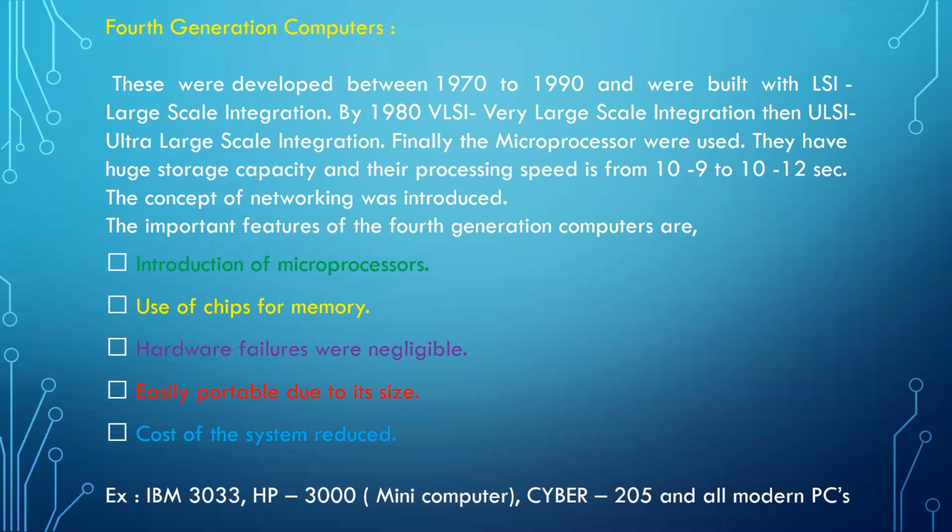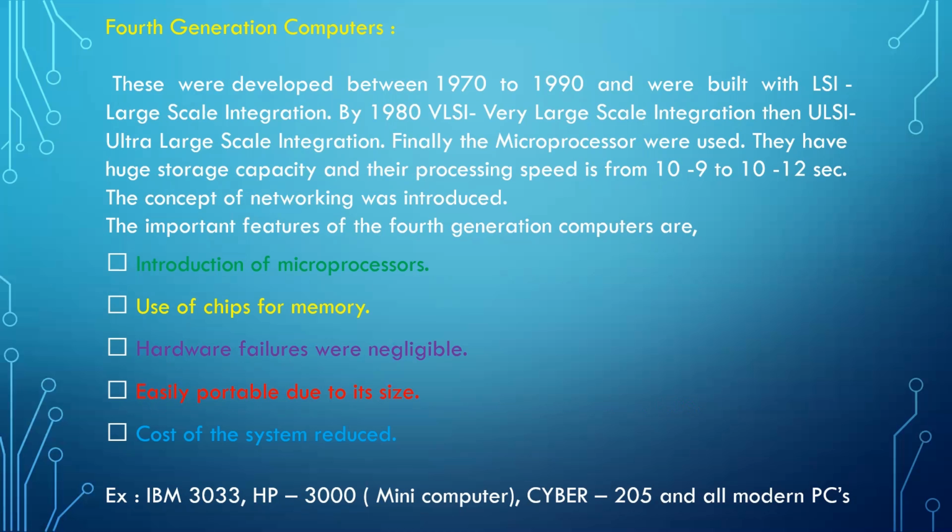By using that microprocessor, we developed a computer. Then we called it fourth generation computers. Due to the introduction of the microprocessor in the computer as a main component, the speed was improved, that is, from nanoseconds to picoseconds, that is 10 to the power minus 9 to 10 to the power minus 12 seconds.